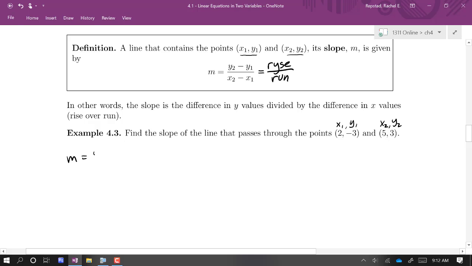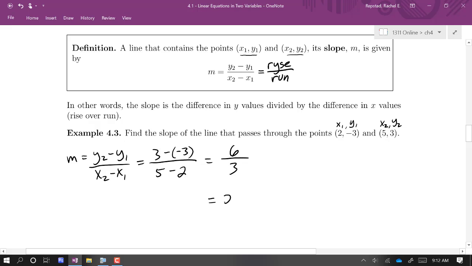I'm going to start just by writing out the formula. y2 minus y1 over x2 minus x1. That gives us 3 minus a -3 over 5 minus 2. 3 minus a -3, that's 3 plus 3, or 6. And 5 minus 2 is 3. And so we get a slope of 2.